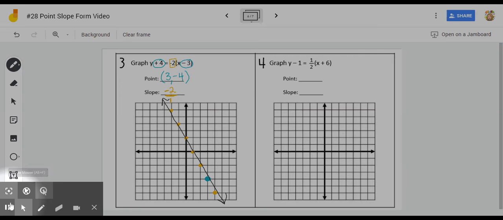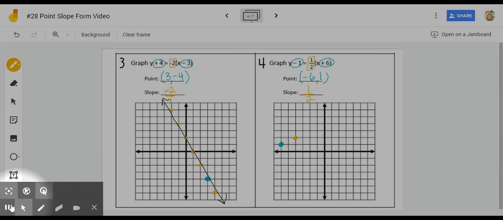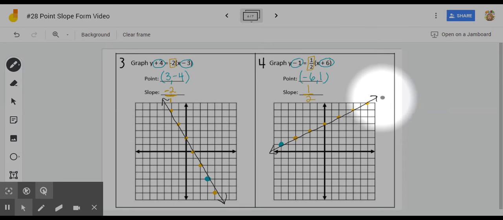Let's try number 4. So according to our form, we have a +6, which means that that had to be a subtraction of a -6. So -6 and then our +1 in our formula. So we go over -6 from 0 and up 1, plot our starting point, and now we're going to use our slope. Rise 1, run 2, and mark your next point. We can use that slope a couple more times, and we get our beautiful line.